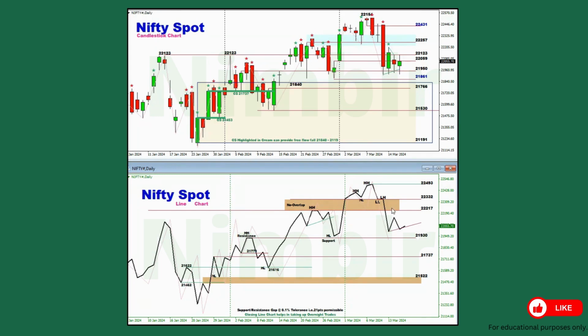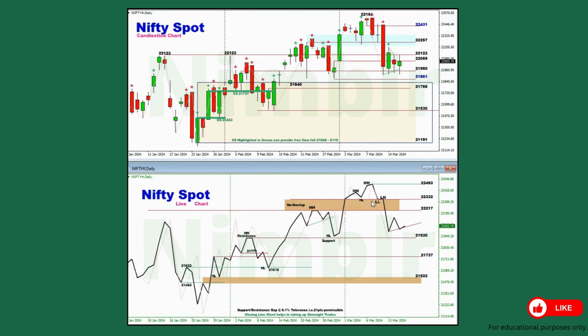This is a no overlap. This no overlap means the price, this higher high and lower low, does not meet. This is a no overlap level. Now it is on the top and the top. So that means now this no overlap is going to be a big resistance. Here we are facing resistance at 22,217 and 22,332. This is a no overlap level.